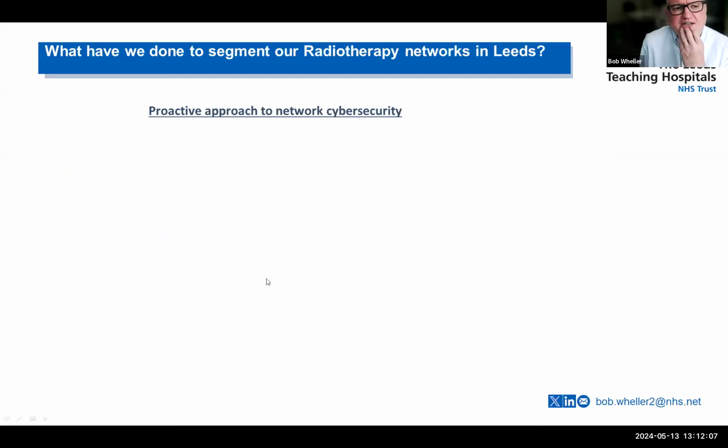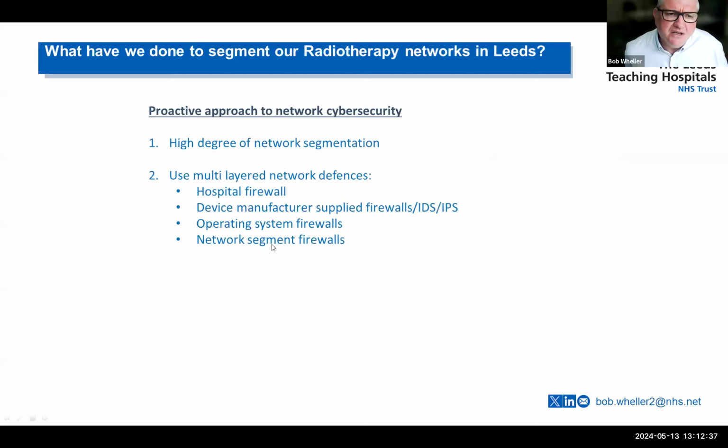So what have we done in Leeds? We started looking at this when we'd been hit by a cyber attack around about 18 years ago, and at the same time we were relocating the services into a new hospital. So we used that as an opportunity to completely redesign our network security for radiotherapy. The approach we decided to take was to use a high degree of network segmentation, and to implement as many layers of network defenses as we could. So obviously there's a hospital firewall sat between the hospital and the outside world.